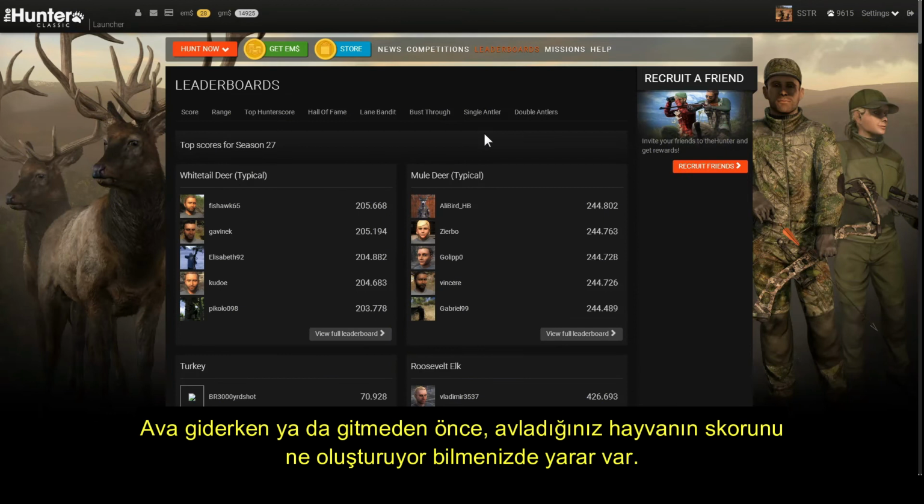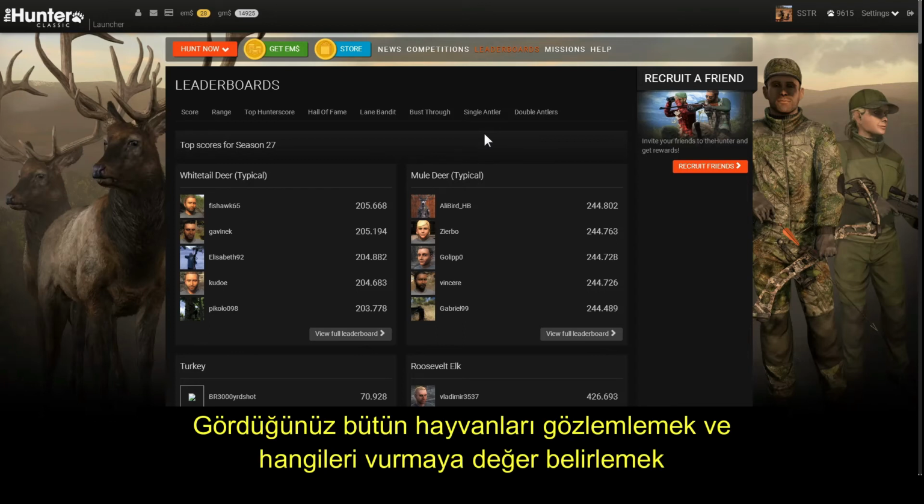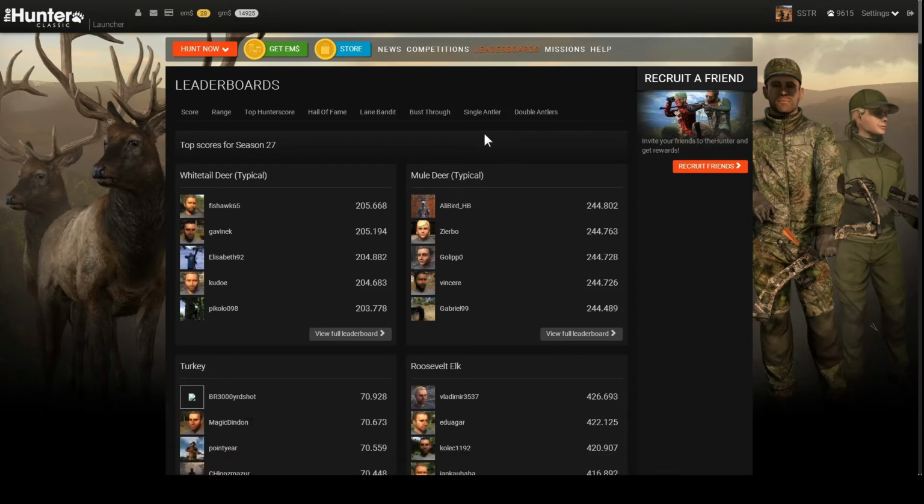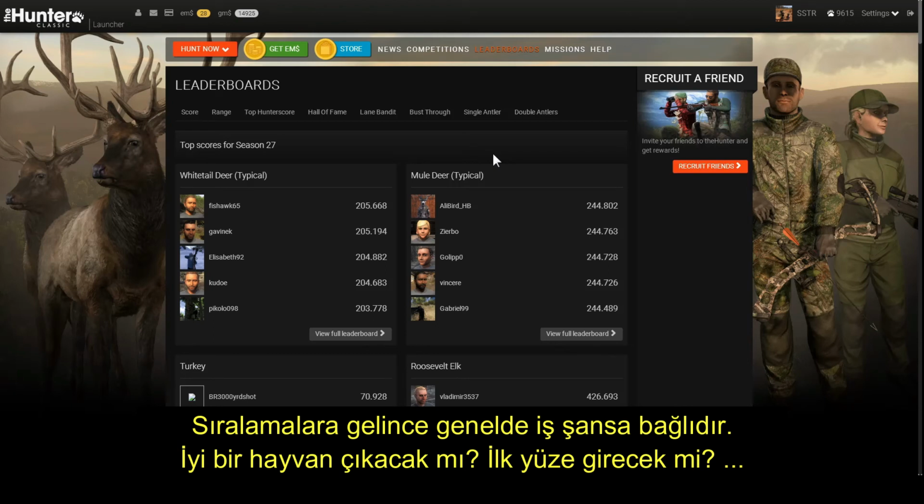When going hunting, or before going hunting, it is best to look at what makes score for the animal type that you are hunting. It is a good practice to spot every animal you see and determine which ones are worth shooting and which ones you should avoid. When it comes to leaderboards, it is pretty much down to luck if you find a good animal or a bad animal, if it's going to enter the top 100 or not.